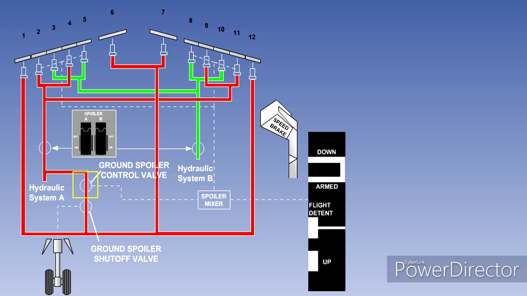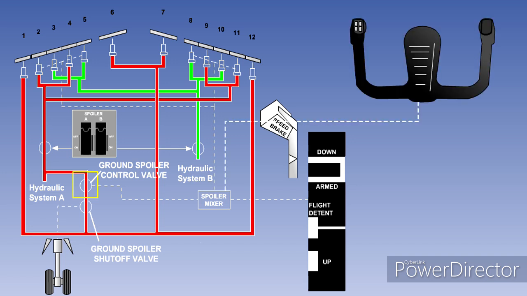There is also a ground spoiler control valve which is under the control of the spoiler mixer. This valve will open and close to control the position of the ground spoilers in response to speed brake lever movement, only of course on the ground. The closed in-flight ground spoiler shutoff valve prevents their operation whilst airborne.